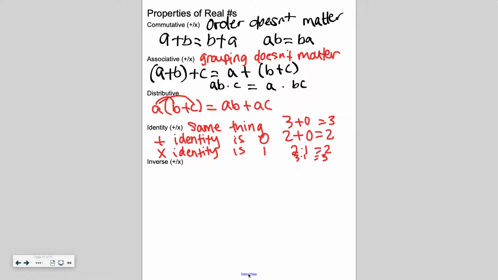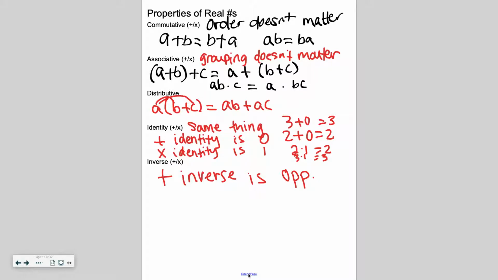So what two numbers add to 0? Like if I give you 2, what plus 2 gives me 0? Negative 2. What plus 3 gives me 0? Negative 3. So for addition, it's the opposite number. Whatever gives me 0.